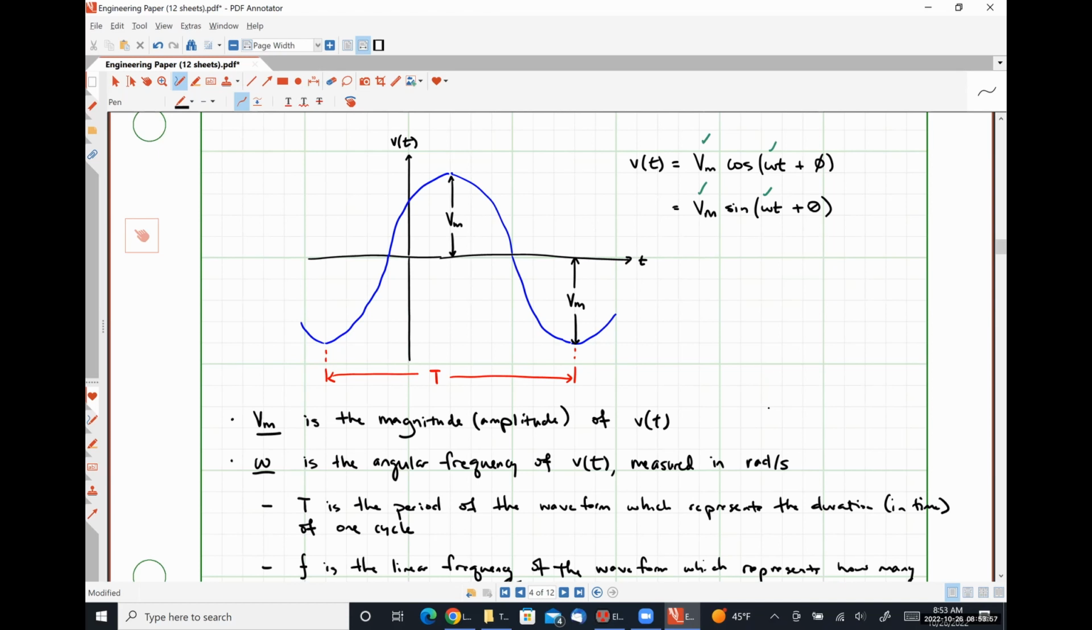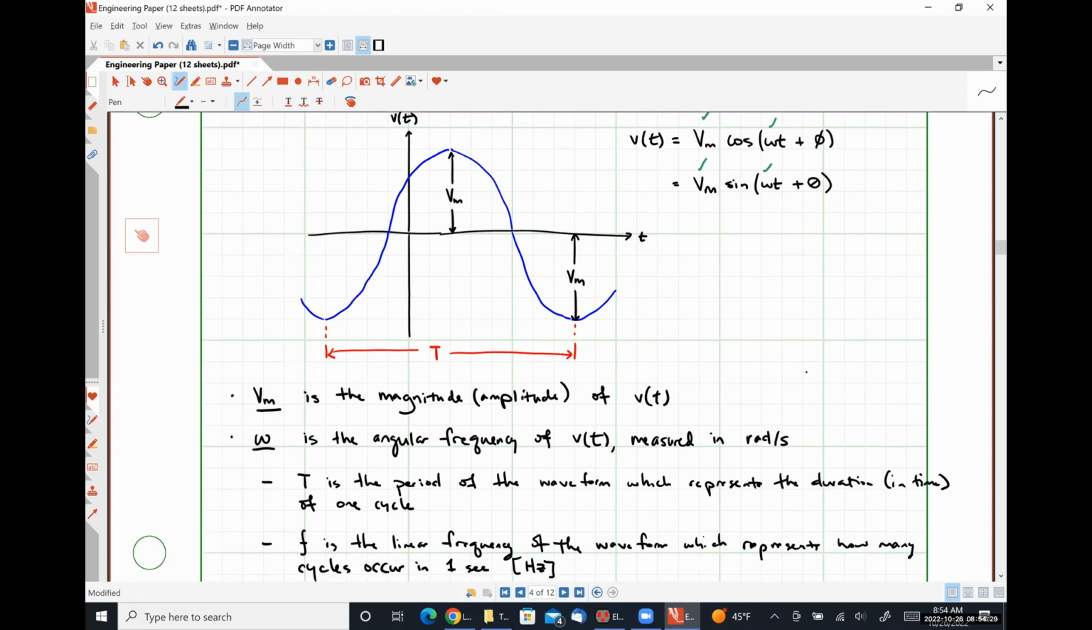So changing the phase angle shifts the waveform along the time axis without changing the amplitude or the frequency, linear or angular, of the waveform, okay? So phi only corresponds to how much the entire waveform is shifted left or right. It has nothing to do with its peak. It has nothing to do with how often it oscillates. It's only moving it back and forth in the time direction, okay?